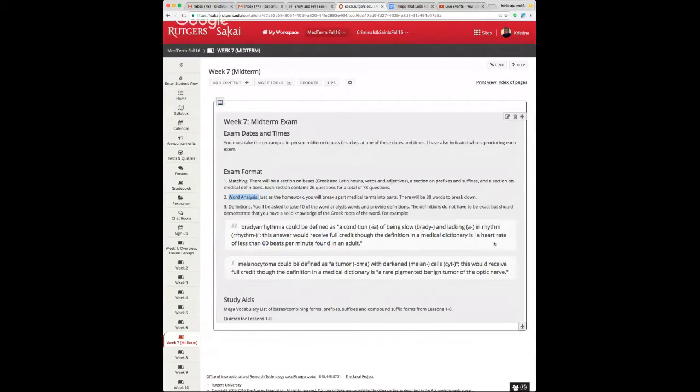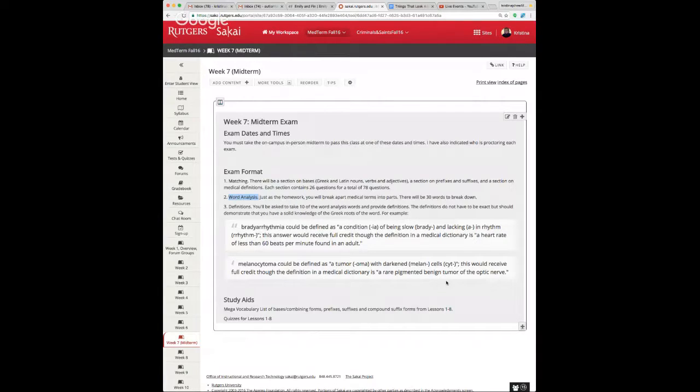For the midterm, the official definition is a heart rate of less than 60 beats per minute found in an adult. But this definition, you can see, I think, how it connects to the literal definition that you get. It's something about a slow rhythm. And we have to know that it refers to the heart rate. So also for this example, melanocytoma, that literally means a tumor, oma, with darkened melan, cells. That's full credit, even though the official definition is a rare pigmented benign tumor of the optic nerve. There is no indication that it means the optic nerve here, or what its color is. There is only an indication about the oma part.